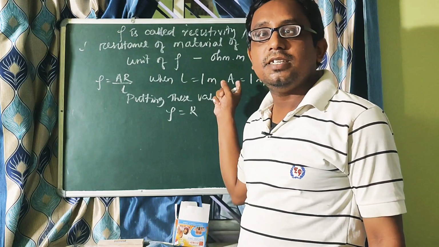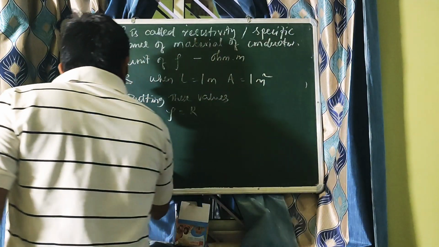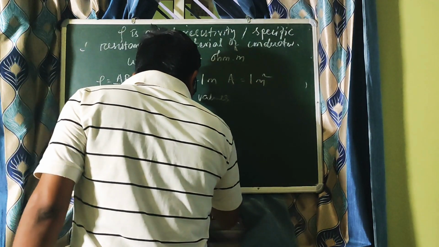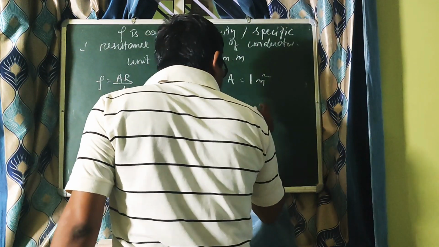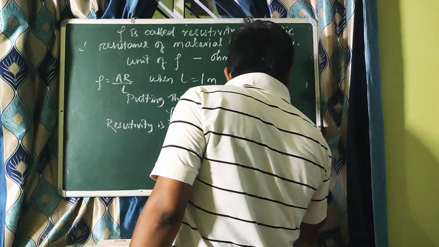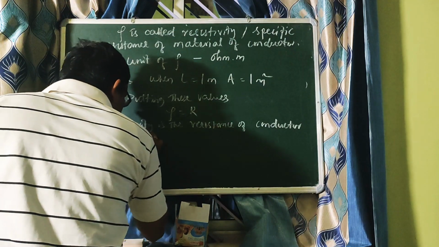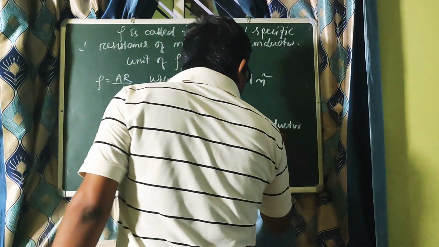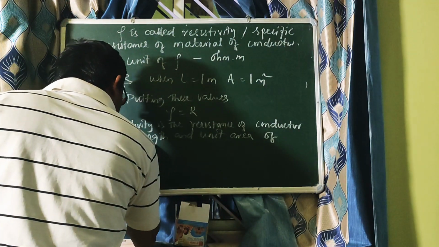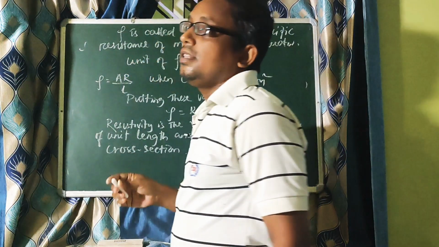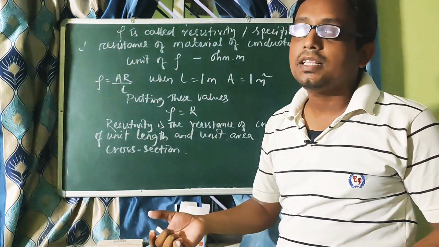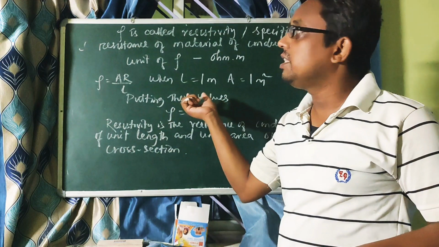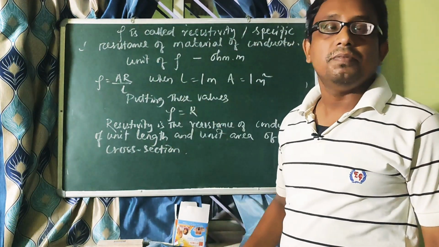So can we define the resistivity here? We can define that resistivity is the resistance of conductor of unit length and unit area of cross section. If we take the conductor of unit length, that means 1 meter length, and its area of cross section or thickness will be 1 meter square, in that case what is the resistance offered by the conductor? That is equal to the resistivity of the material of conductor.